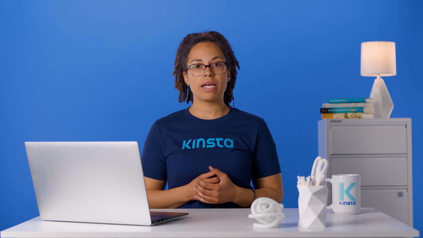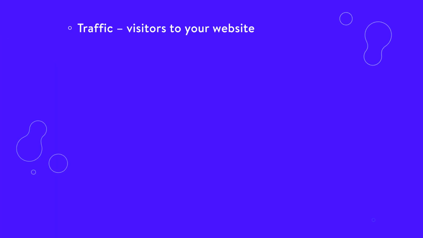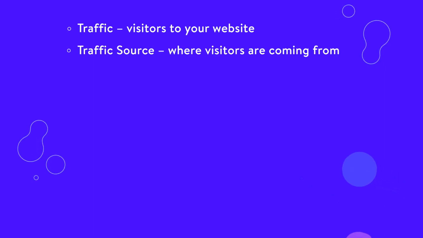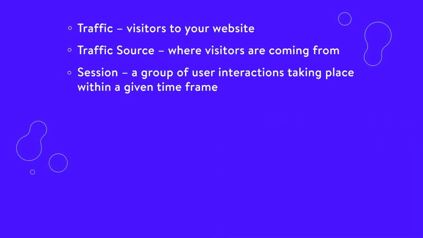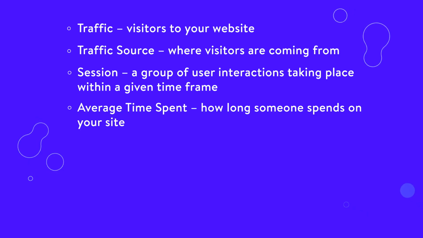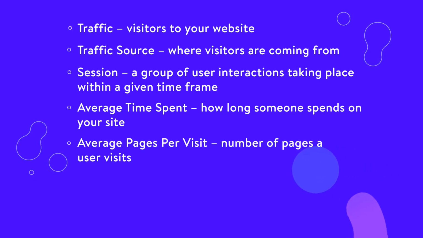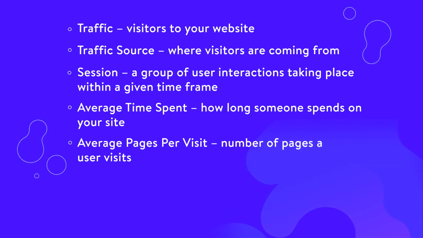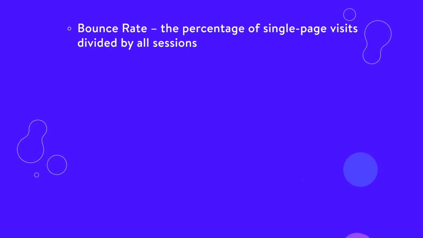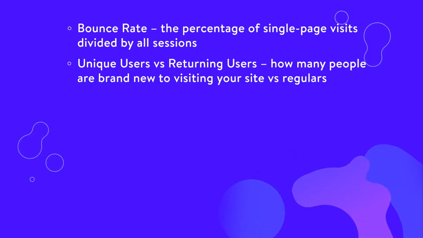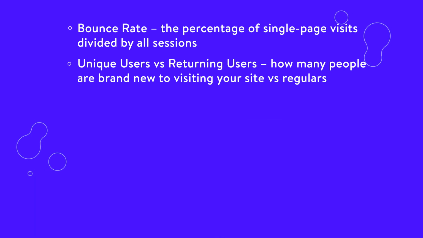Here are some of the most important metrics in Google Analytics to pay attention to. Traffic, visitors to your site. Traffic source are where visitors are coming from, direct, referring, search engines, or social. A session, a group of user interactions taking place within a given time frame. Average time spent, how long someone spends on your site. Average pages per visit, number of pages a user visits. Top pages are the most popular pages. Exit pages are the pages where most people leave your site. Bounce rate is the percentage of single page visits divided by all sessions. Unique users versus returning users, and how many people are brand new to visiting your site versus regulars.